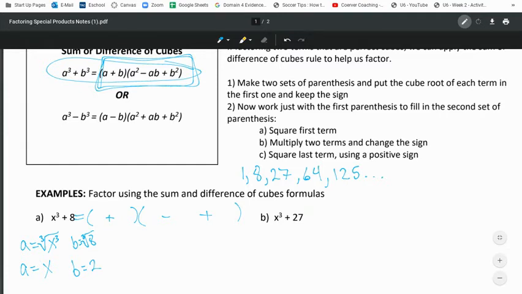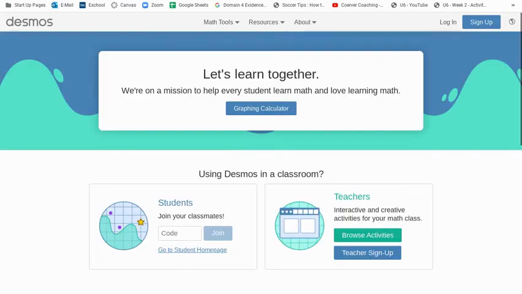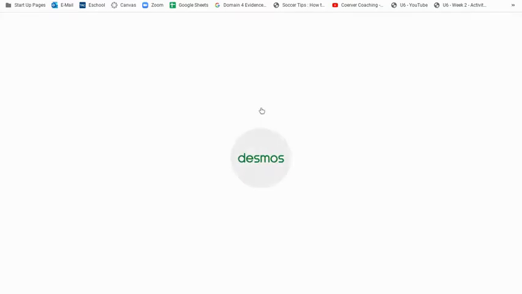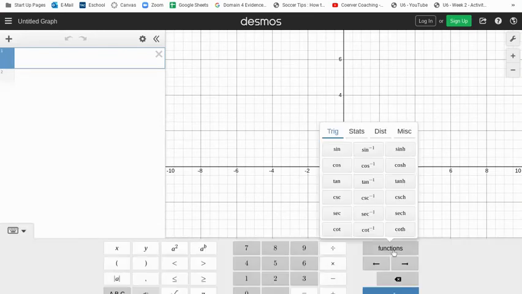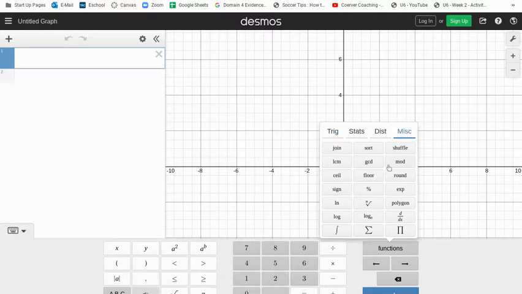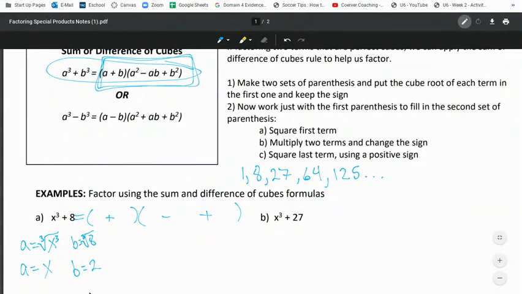If you need to know how to do that on Desmos, we can open up a graphing calculator. It's this little keyboard down here. You show the keyboard, functions, miscellaneous, and then this nth root. So I could put the cube root of 8, and it'll tell me 2. So that's where B is 2.